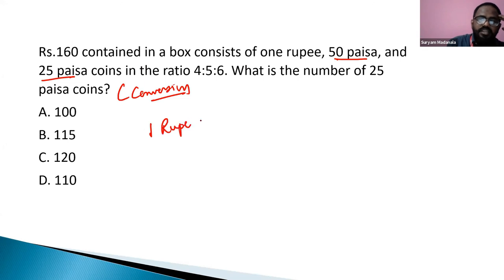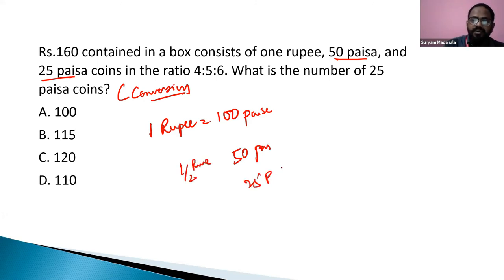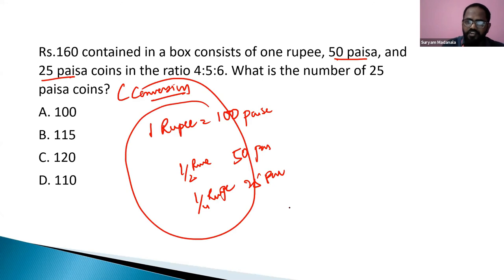So 1 rupee is equal to 100 paise. That's what is given. If we are talking about 50 paise, they're talking about half rupee. If they're talking about 25 paise, they're talking about 1/4 rupee. So the rupee denominations are in the ratio of 1 : 1/2 : 1/4, isn't it? Because 100 paise, 50 paise, 25 paise.